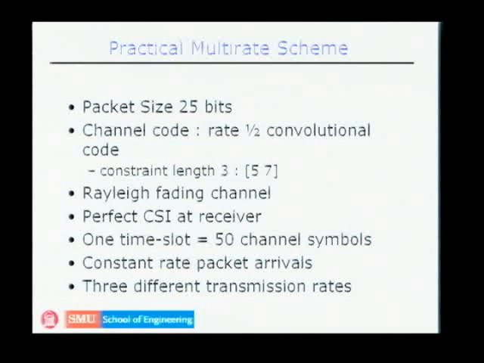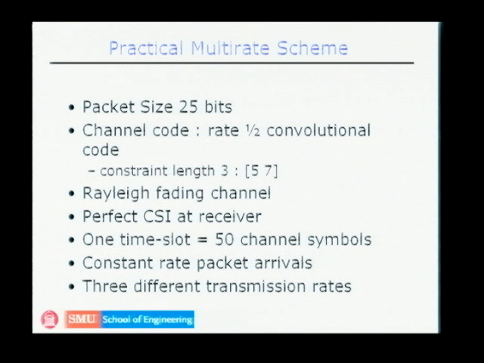Right? So now that was all. As I said, we used Shannon's capacity formula for each fading state. But we can do the same thing with, let's say, a multi-modulation scheme. So we're going to fix the packet size. We're going to fix the channel code to a rate half code, some standard constraint length. Rayleigh fading channel, perfect CSIT at the receiver. One time slot is 50 channel symbols.